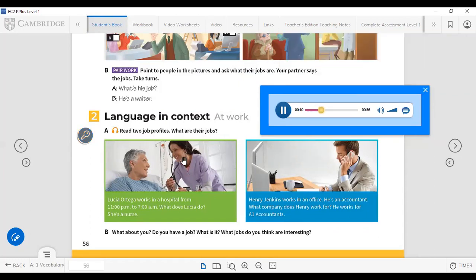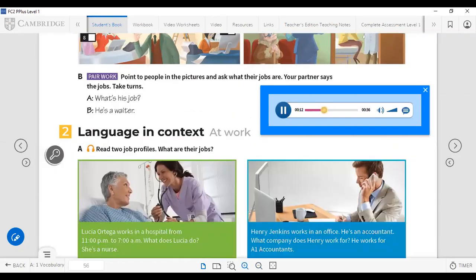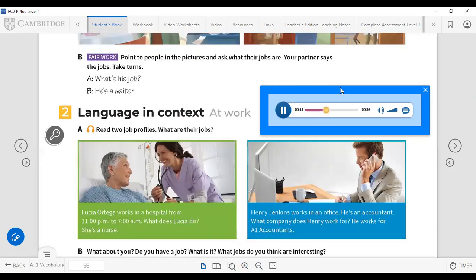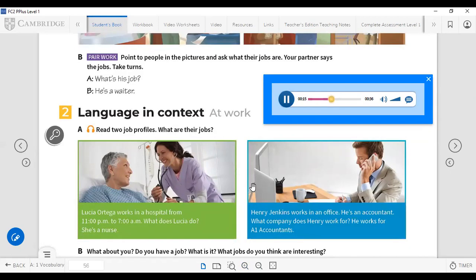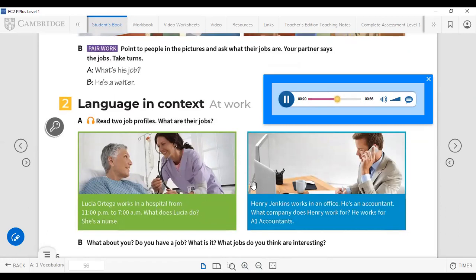Lucia Ortega works in a hospital from 11 p.m. to 7 a.m. What does Lucia do? She's a nurse. Henry Jenkins works in an office. He's an accountant. What company does Henry work for? He works for A1 Accountants.